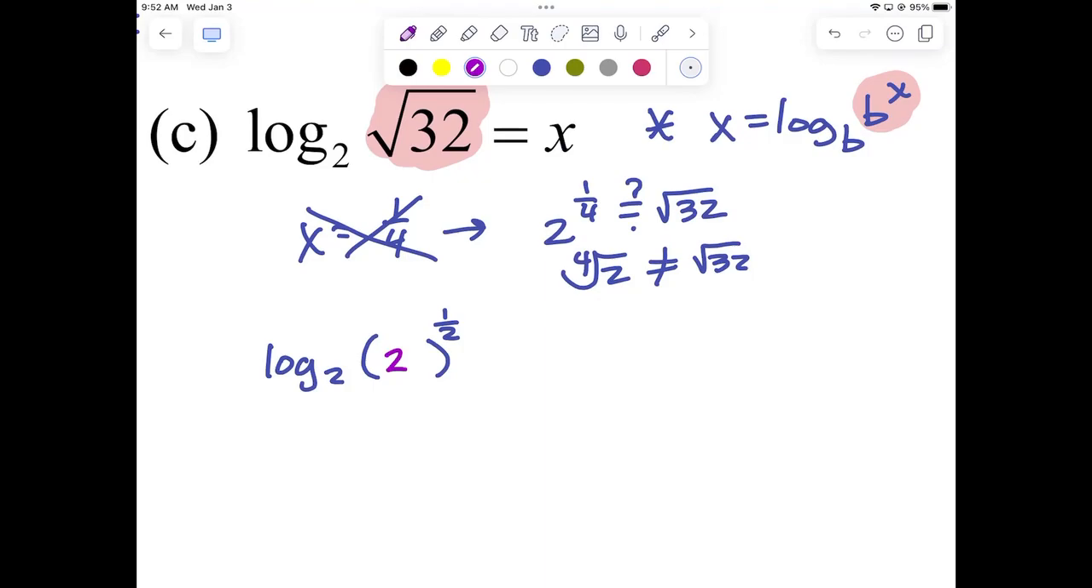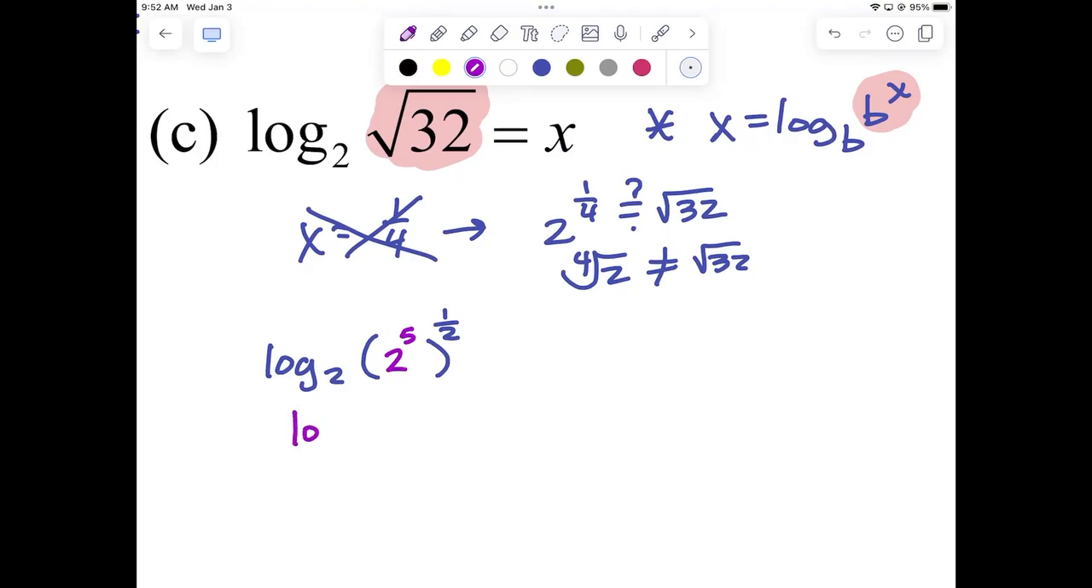2 to the 6 is 64. It's 2 to the 5th power. If you multiply 2 by itself 5 times, you get 32. All right, everybody, what's 2 to the 5th power? 32. What's the 5th root of 32? 2.